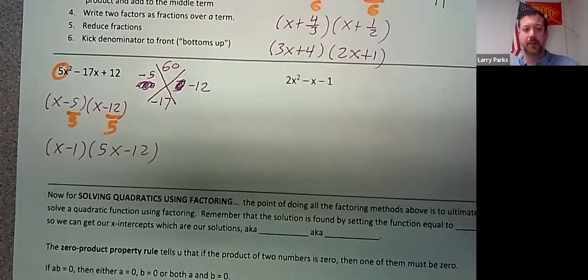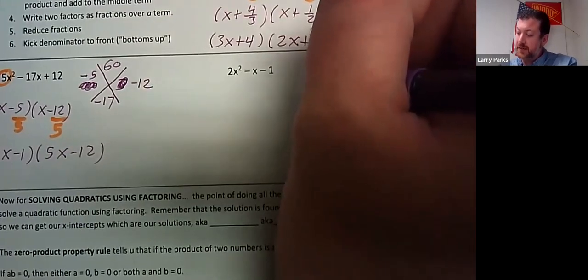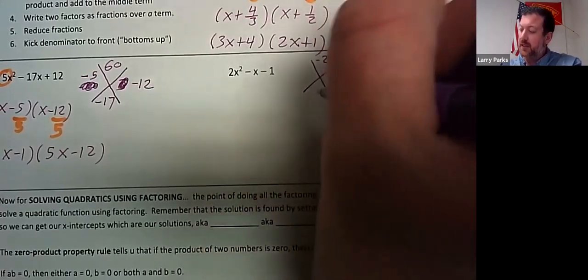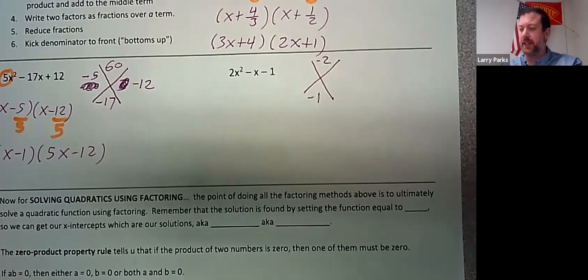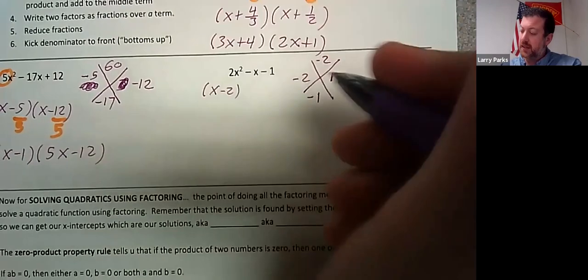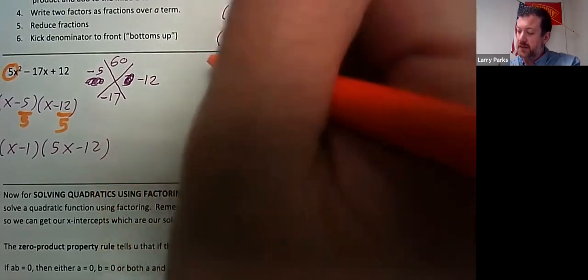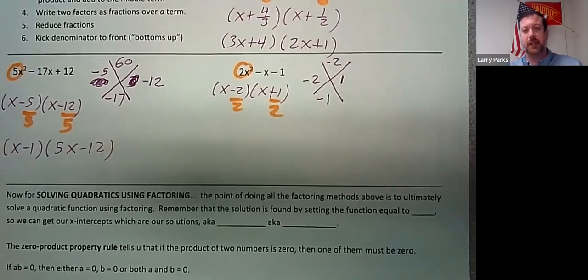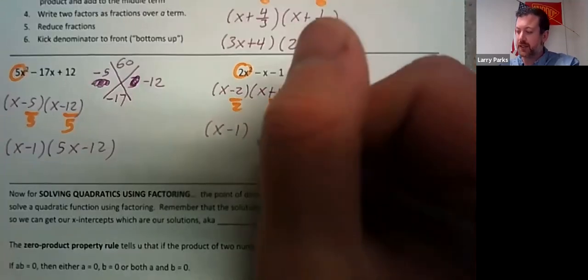Okay. And then finally, here, I take 2 times negative 1, that's negative 2. Needs to add to negative 1. What multiplies to negative 2 but adds to negative 1 would be negative 2 and 1. So then I'd get x minus 2, x plus 1, and then I divide by that number. 2 divided by 2 is 1. 1/2 doesn't reduce, so the 2 kicks to the front.